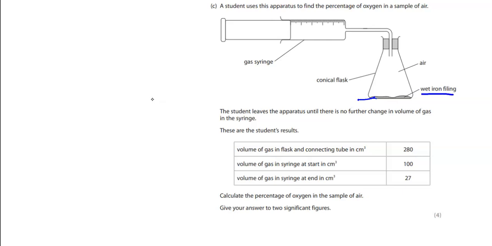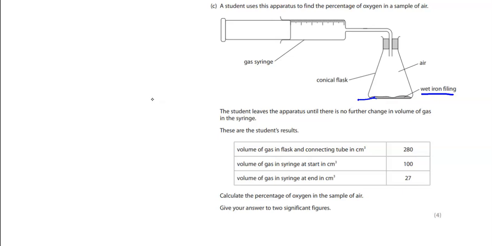In a conical flask. That conical flask is connected with a gas syringe, and the strategy is: iron reacts slowly with oxygen to form rust. As oxygen gets used up, the total volume of air in the apparatus decreases, and by comparing the volume before and after rusting, we can find out how much oxygen was in the air. Alright, so let's begin with the question.